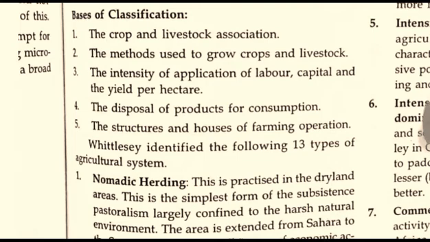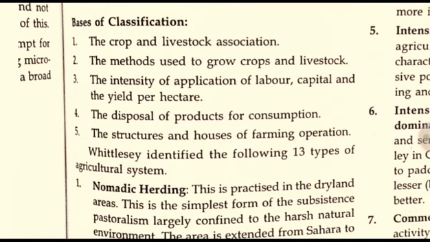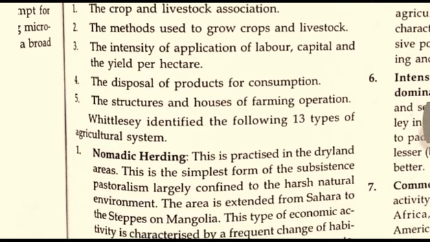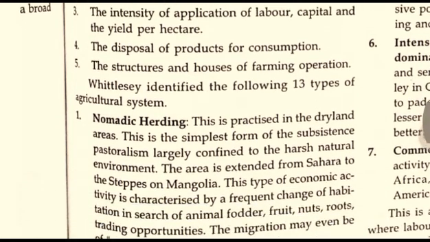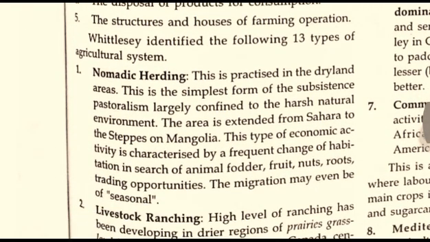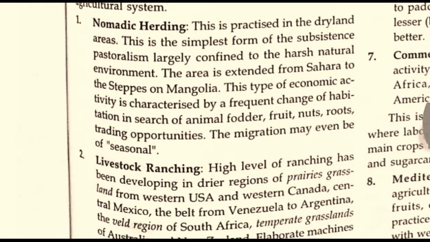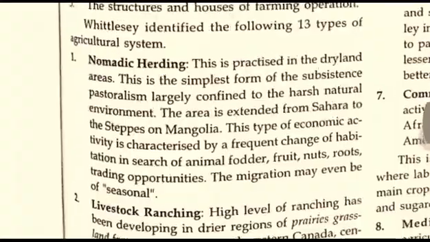So important bases, please remember: the disposal of products for consumption, the structure of the houses and farming operation, crop and livestock association, methods used to grow crops and livestock, the intensity of application of labor, capital, and yield per hectare. So Whittlesey identified 13 types of agricultural system. First is nomadic herding.